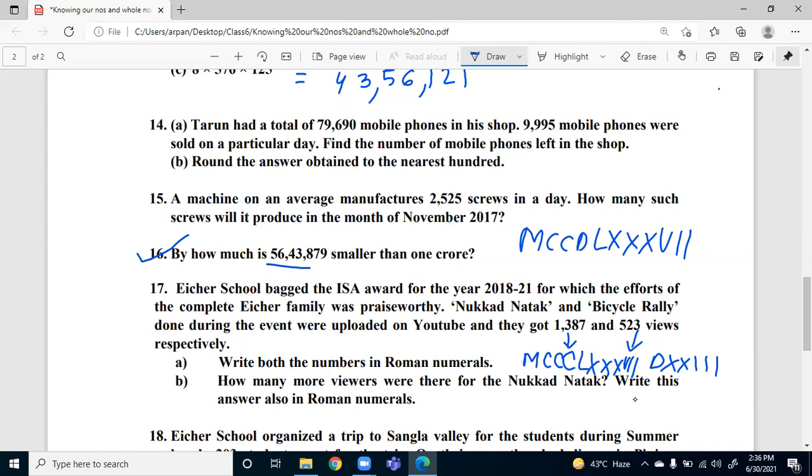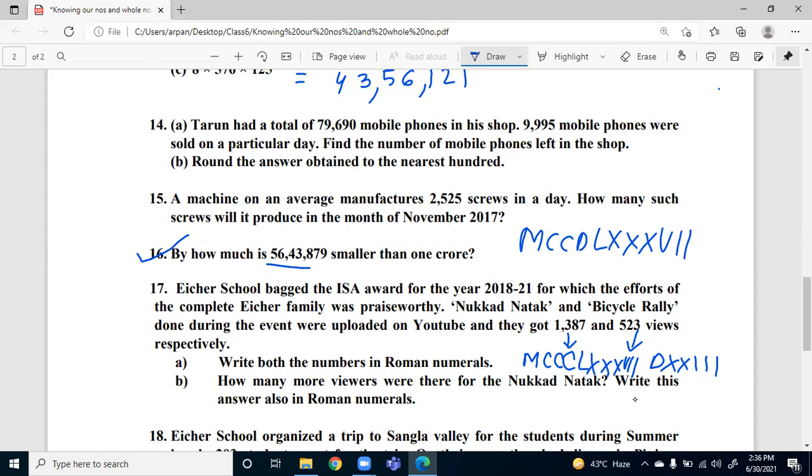So see, in Roman numerals, there can be two ways of doing 1387. MCCD. So D means 500. I can subtract 200. So 500 minus 200 is making 300. Then 87. So you can use any of them, your choice. So let's proceed to the B part.